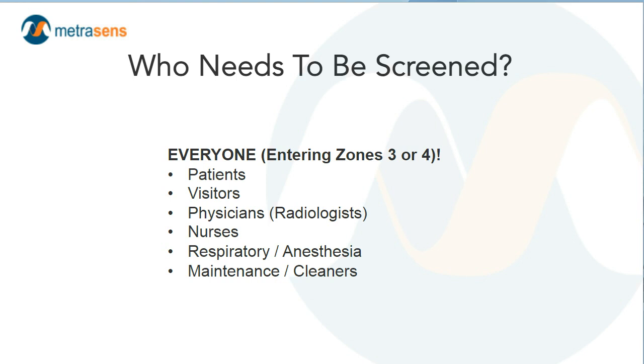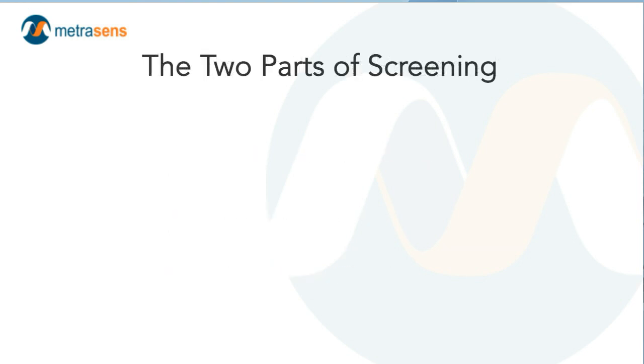So when I say screening, what does that entail? There really are two constituent parts to screening for MRI safety. We need to screen people for clinical contraindications, and we need to screen them for physical contraindications. And we'll take a look at each of those two.